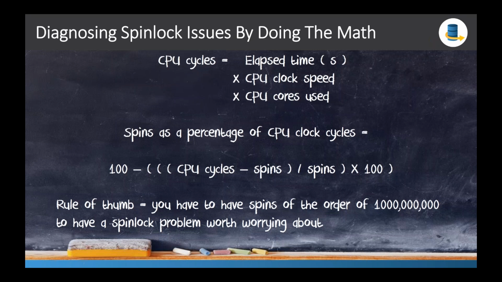So there's this really simple technique. You can diagnose a Spinlock issue by doing the math. Maths for anybody in the UK, math for people in the US. The main tool here is sys.dm_os_spinlock_stats. If you read up on this, you'll usually find people make the comment, well, if you've got lots of spins, you might have a Spinlock issue. So the $64 million question here is, what exactly is a lot of spins?